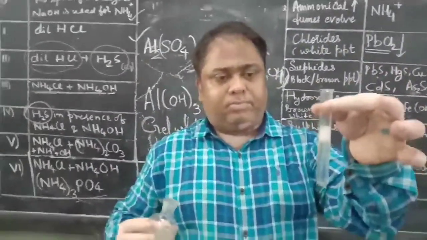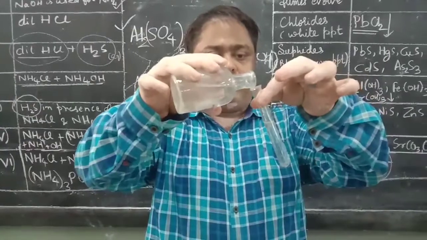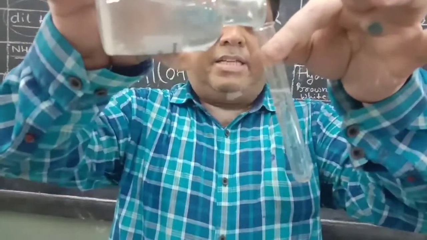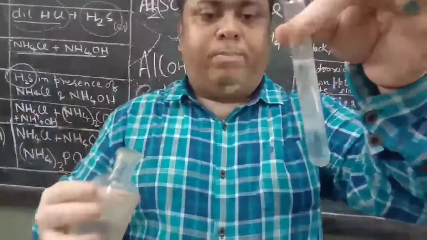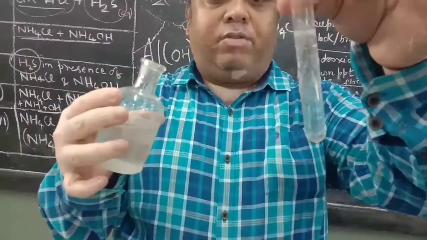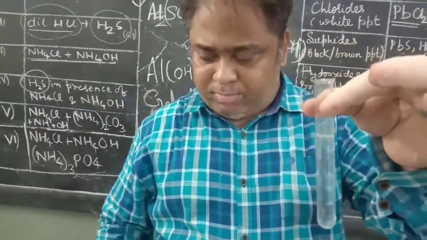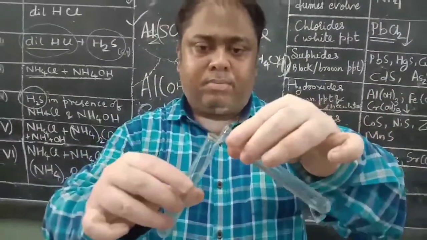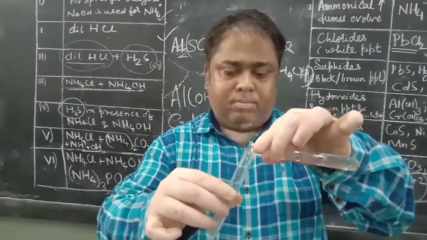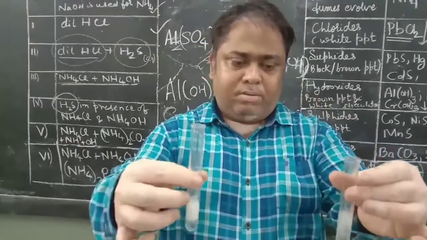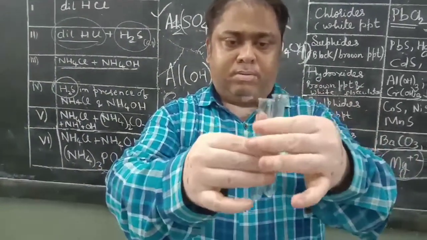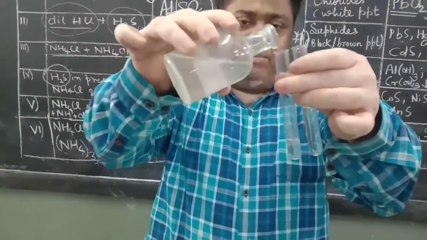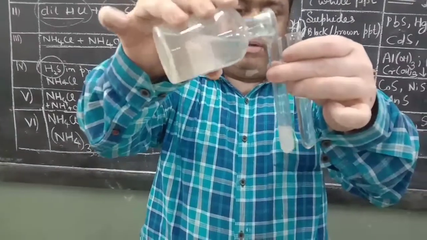See. Now see precipitate formation taking place. As the HCl gets neutralized, it will form precipitate. Again dissolving. I have taken less volume of this and more volume of carbonate. See, the precipitate is formed.